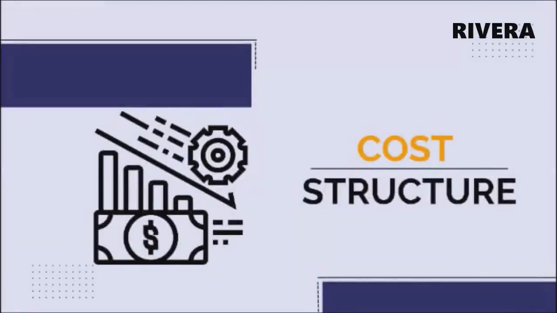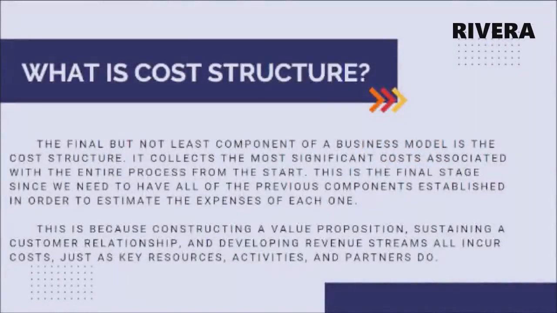I am Justner Rivera. For now, I will be talking about the cost structure. It is said that cost structure is the final but not the least part of a business model. Why? Because it begins by collecting the most significant costs involved with the entire operation. This is the final stage since we need all of the previous components established before we can estimate the cost of each one. This is due to the fact that generating a revenue stream, building a value proposition, and maintaining a customer relationship all incur costs, just as key resources, activities, and partners do.